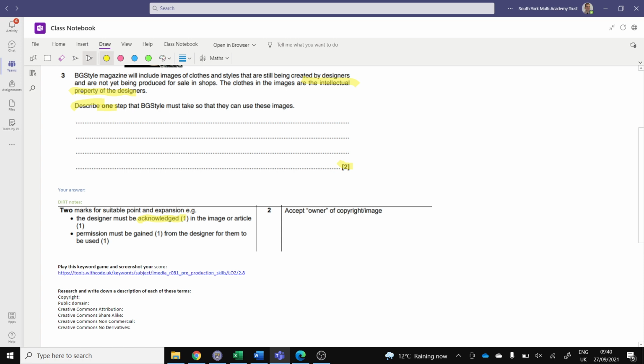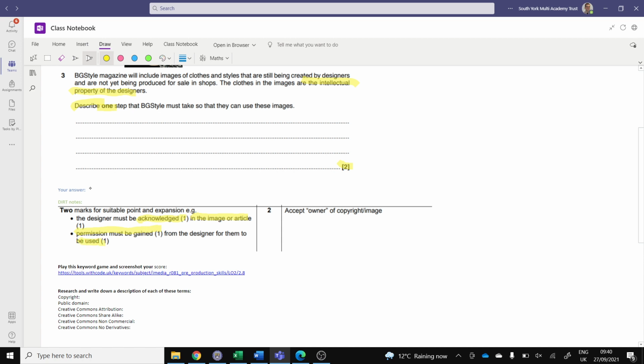Where do you do that? Well, in the article that you're creating. So a link to it. Just to acknowledge or attribute, say who it belonged to in the first place. You need to get permission from the designer in order for them to be used. So before you use them, you need that permission.